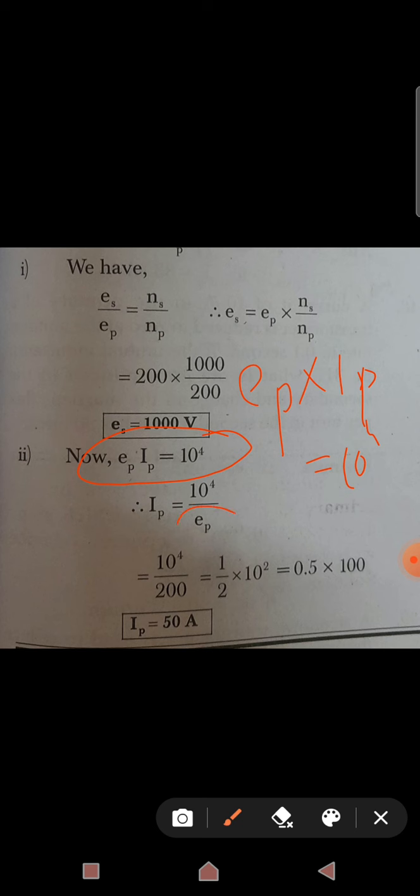So what is the EMF of the primary? 200. So 10 raised to 4 upon 200, so 1 upon 2 into 10 raised to 2. So we are getting 0.5 into 100. So finally we are getting IP is equal to 50 ampere. Remember, the current should have the SI unit of the ampere. So the current in the primary coil is 50 ampere.